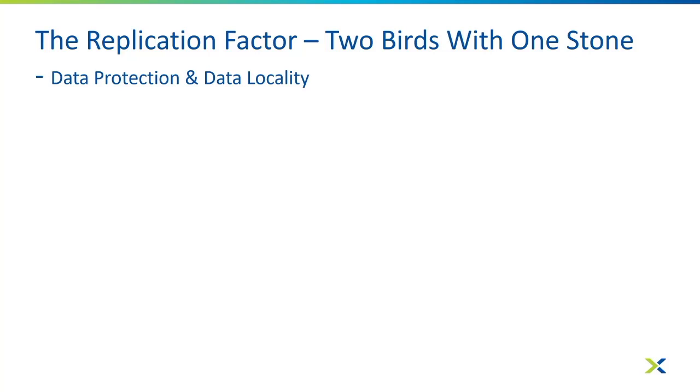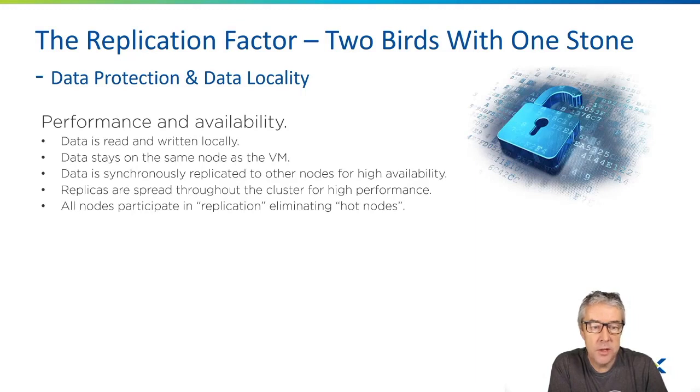In terms of architecture descriptions, we talk about a thing called a replication factor. Now, the replication factor actually solves two challenges, two birds with one stone. We're talking about data protection, and we also talk about data locality. So what these two features enable are things such as performance and availability. Now, the way it works is we will always read and write data locally, or we will always attempt to read and write data locally.